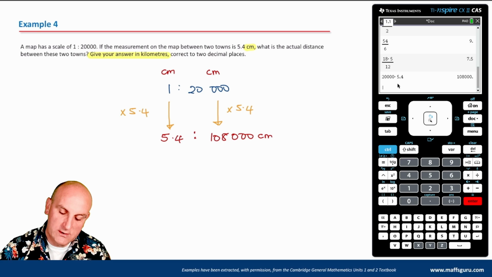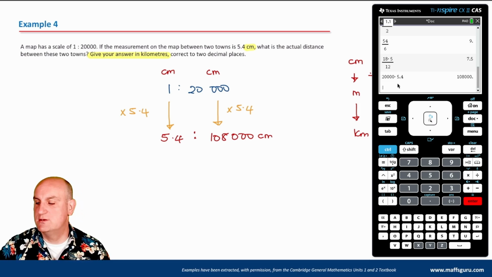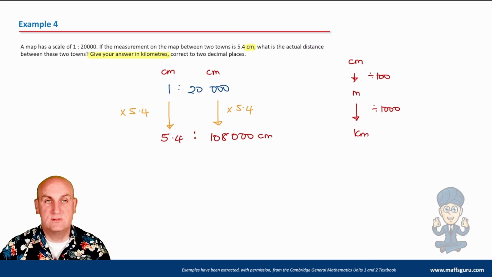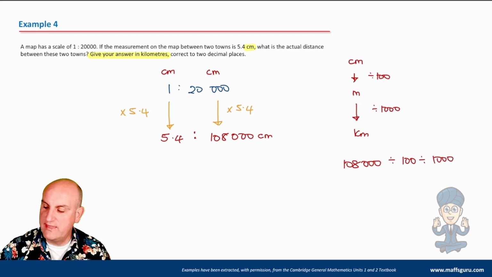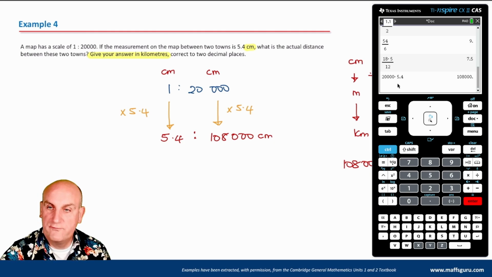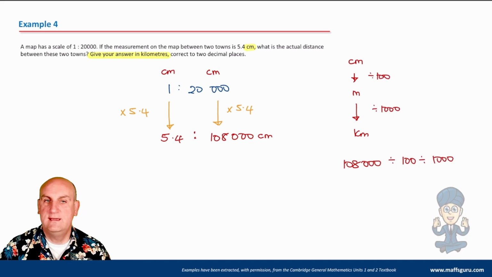Well, we know that if we want to go from centimeters to meters, you divide by 100, and this should be in your summary book. Yes, and meters to kilometers, you would divide by 1,000, right? So these sort of conversion things should be in your summary book. So I'm now going to do 108,000. I'm going to divide that by 100, and then I'm going to divide it again by 1,000. So let's do that. There we go. I get the staggering value of 1.08.